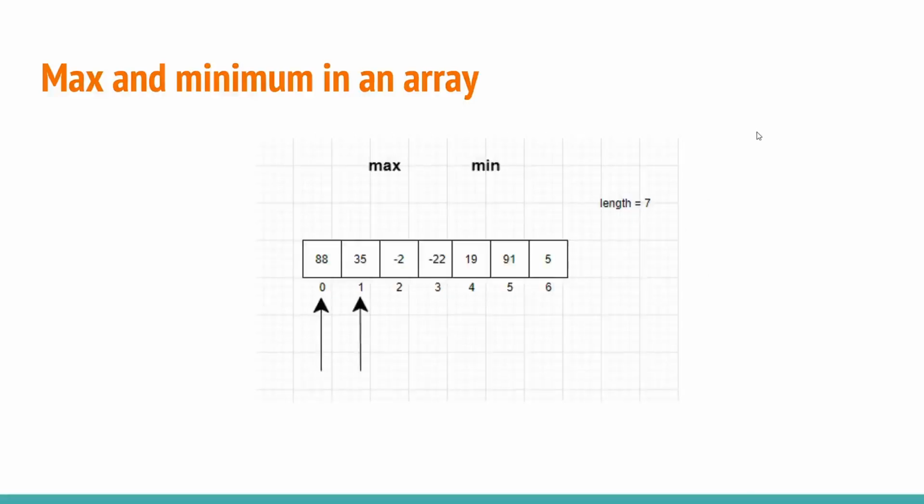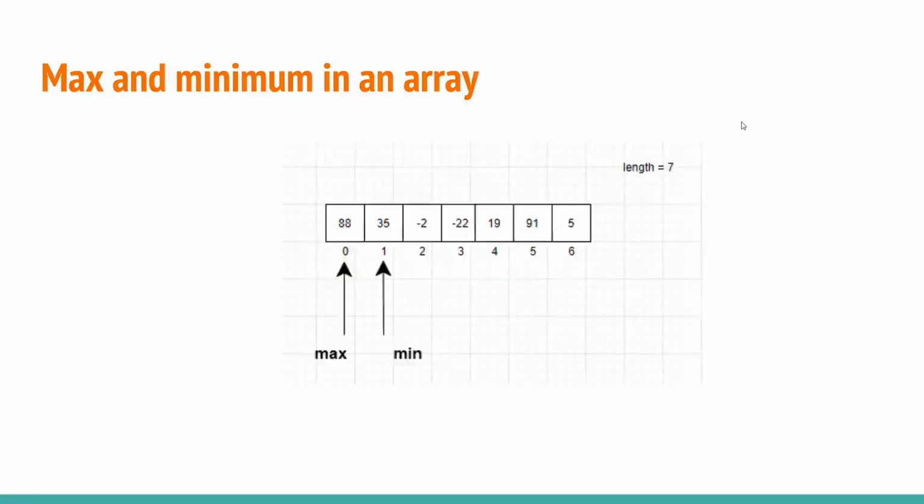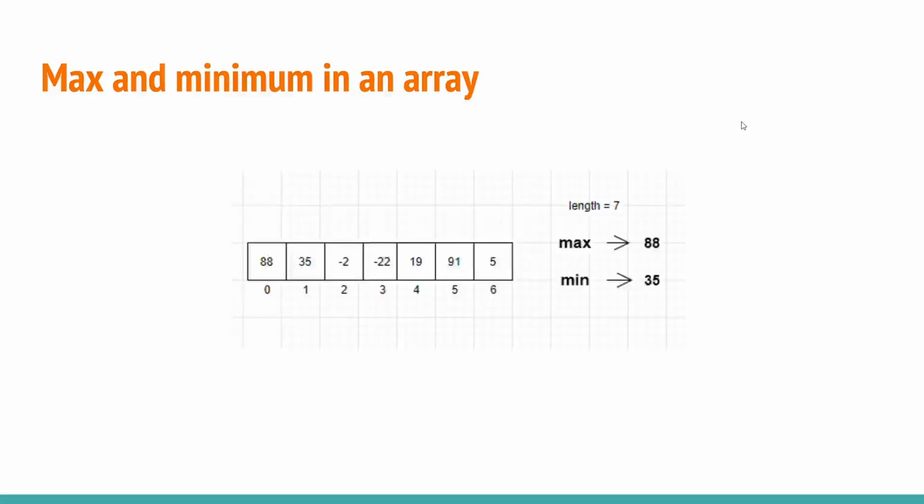We need to assume some value for maximum and minimum, so we'll be comparing the first two indexes of the array and assigning max and min accordingly. So after comparing them, we can say max is 88 and min is 35.